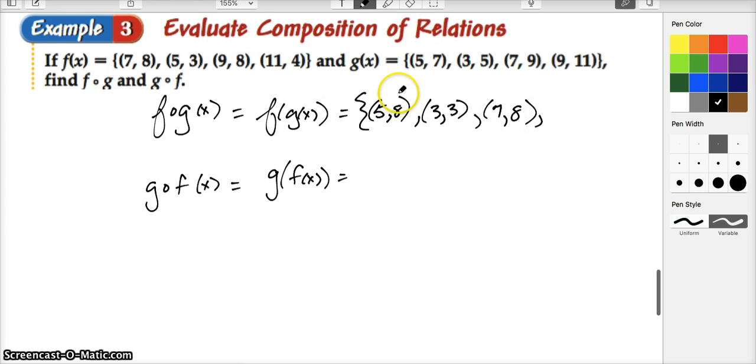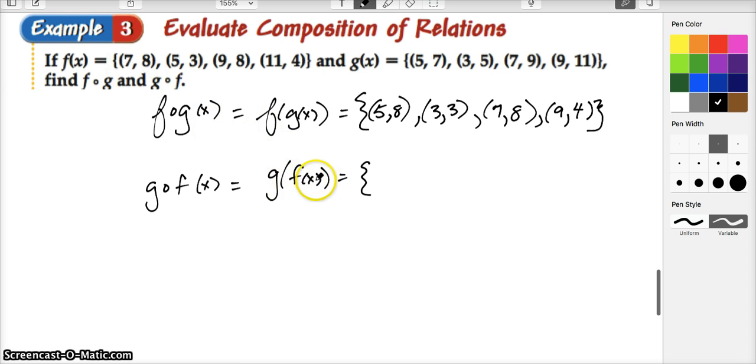Again, if I plug in 9 into the g function, I'm going to get 11. Now, if I plug 11 into the f function, I get 4. So the composite is going to be 9, 4. So this composite function, f of g of x, is going to give me the following values. Let's do it the other way.